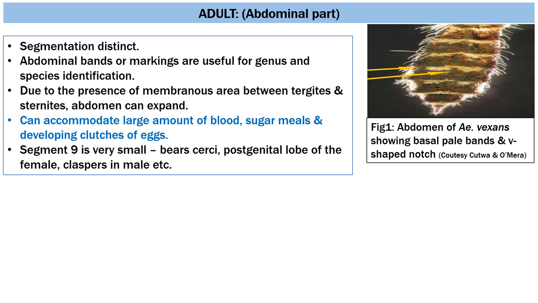Due to the presence of membranous area between tergites and sternites, the abdomen can expand and therefore can accommodate a large amount of blood, sugar meals, and developing clutches of eggs. Segment number 9 is very small and bears cerci and the post-genital lobe in the female, and claspers in the male.